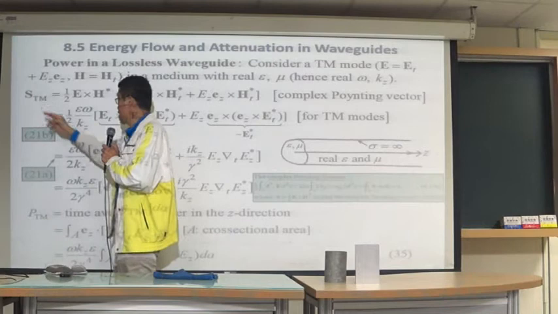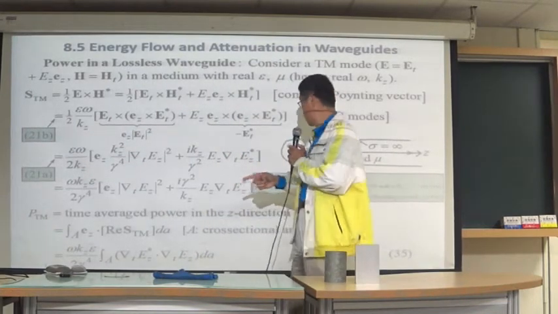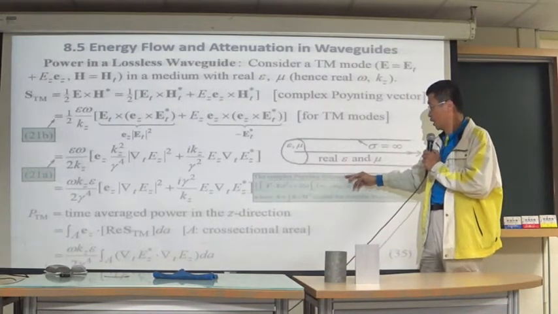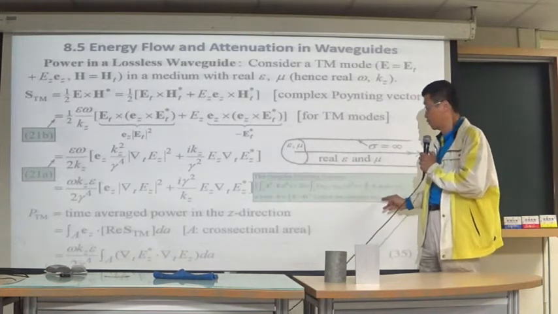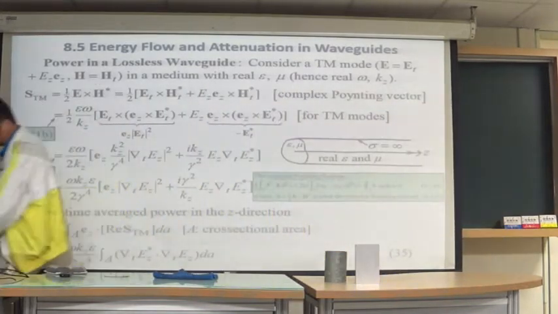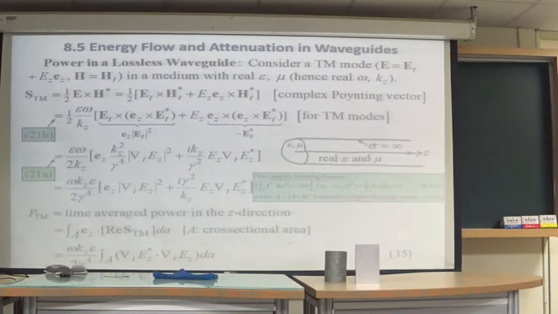So this is the complex Poynting vector. Maybe you should start from here. Let me remind you by writing it down. The complex Poynting theorem is shown here. Very small. Maybe you can check page 14. Here you will find equation 6.134, exactly the same, the complex Poynting vector.